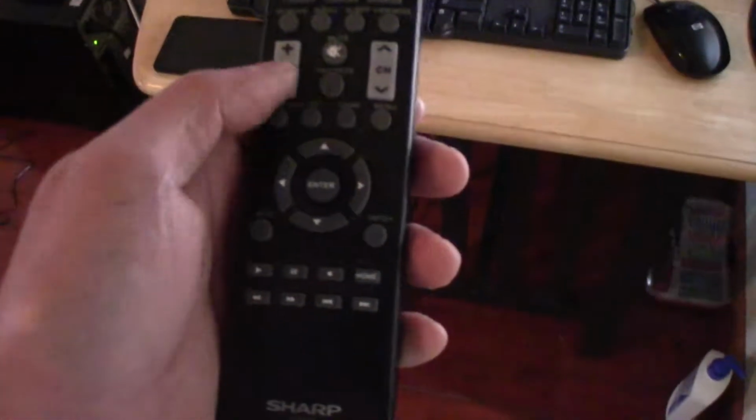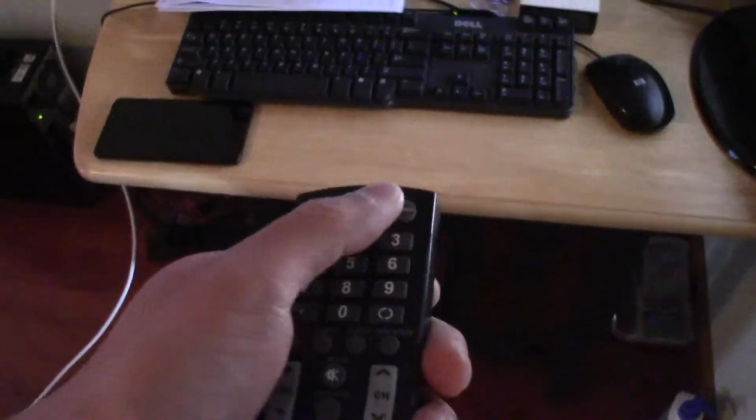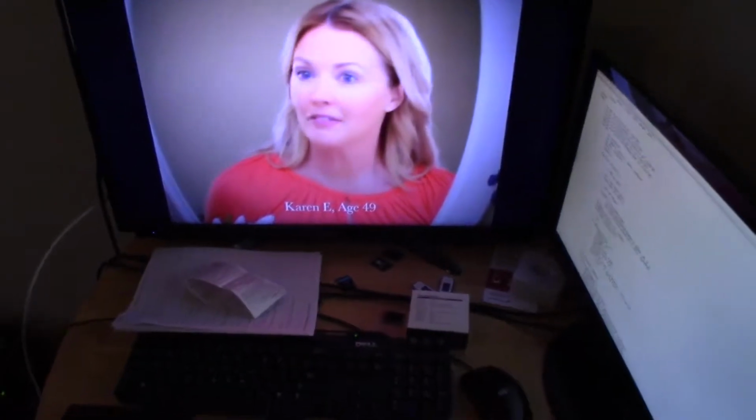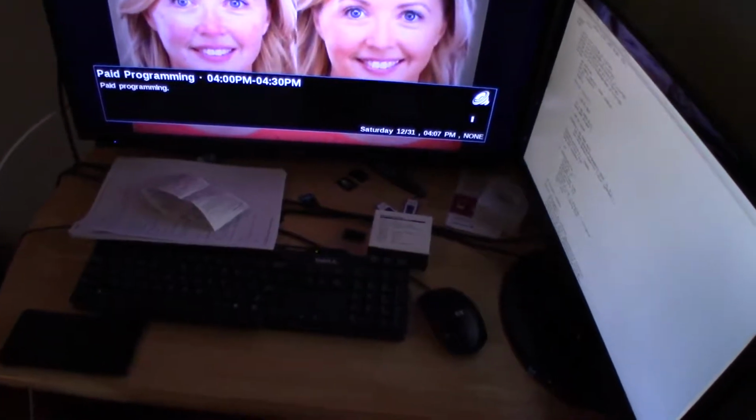Let's see what we're doing here. Menu. Oh no, inputs. I need more inputs. Come on. Oh, I love it. It looks so wonderfully even, and it covered up this.